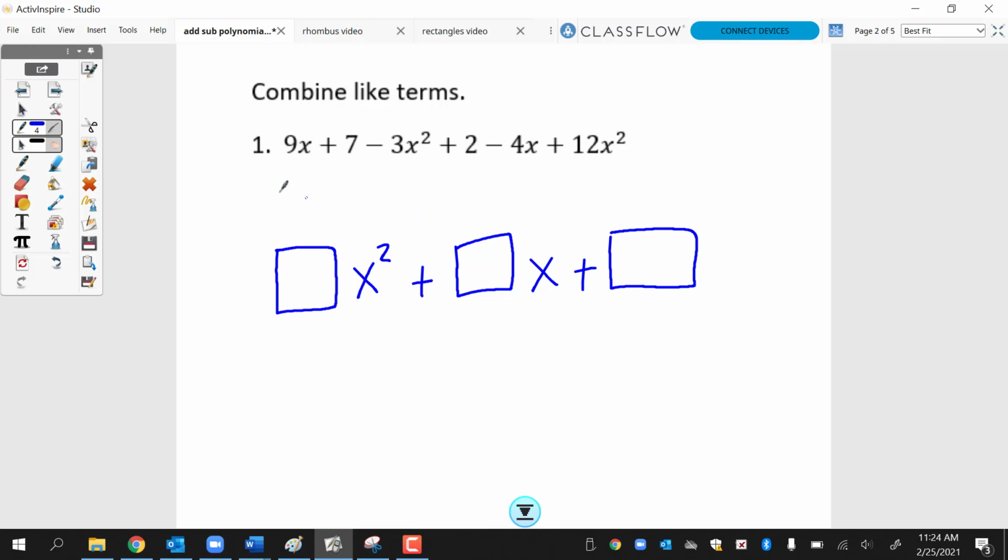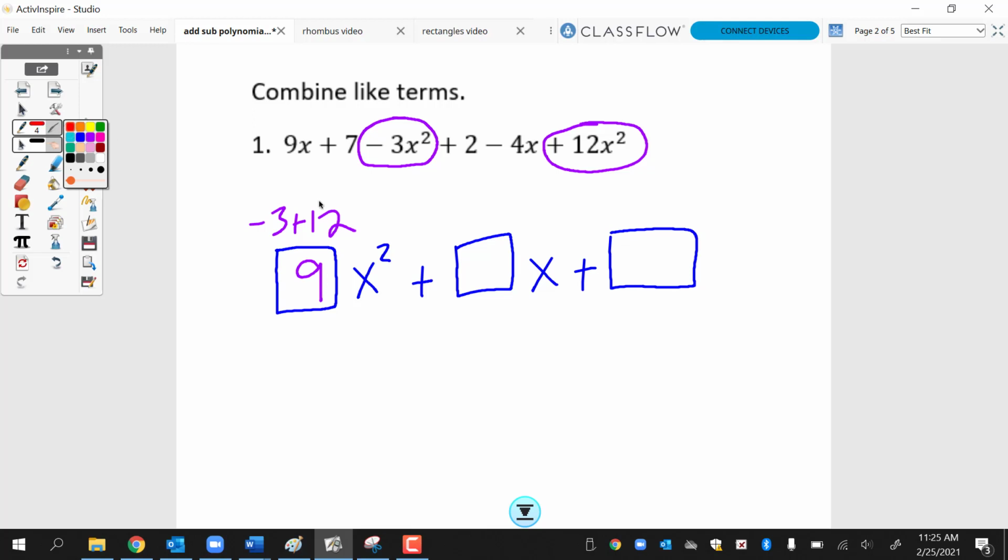So looking up here, what can I add together because they both have an x to the 2 power? Well, where are my x to the 2's? I have a -3x to the 2 and a +12x to the 2. So I'm going to add those together. -3 plus 12. And when I type that in Desmos, -3 plus 12, I would get 9. So I'm going to put that in the box.